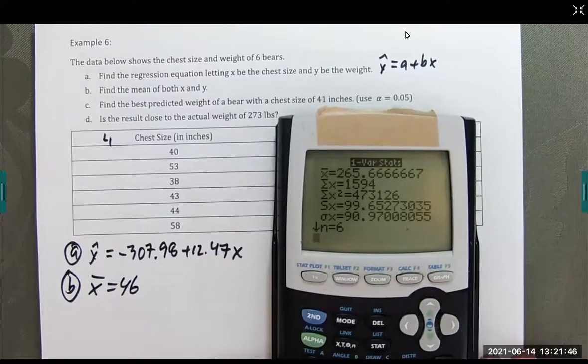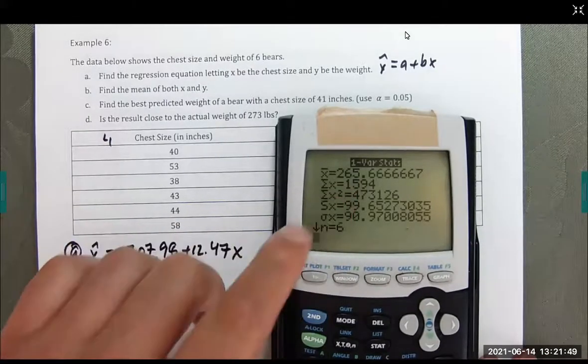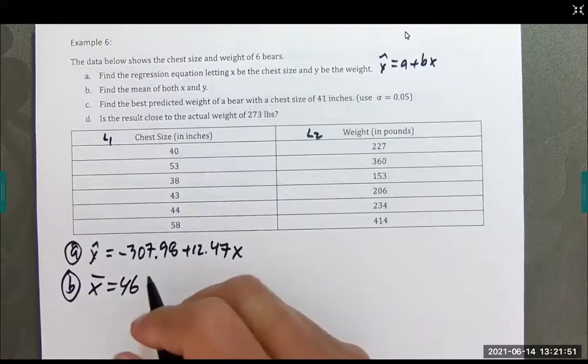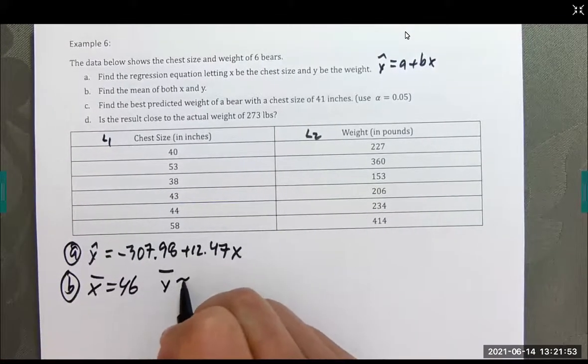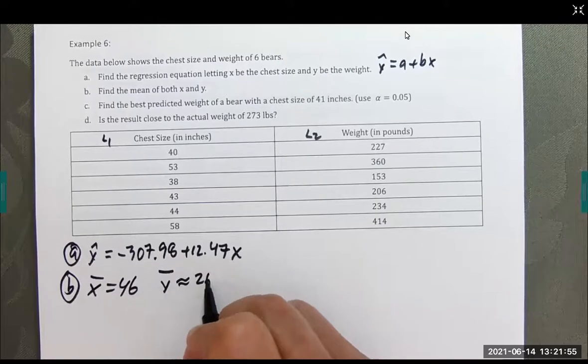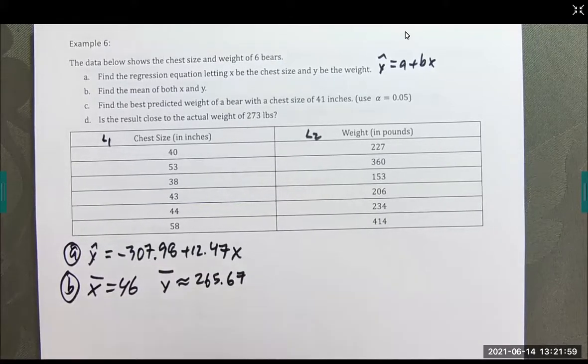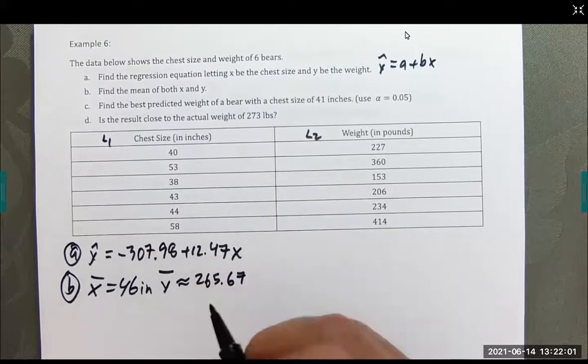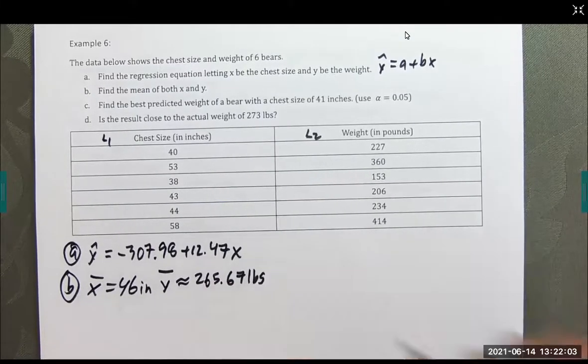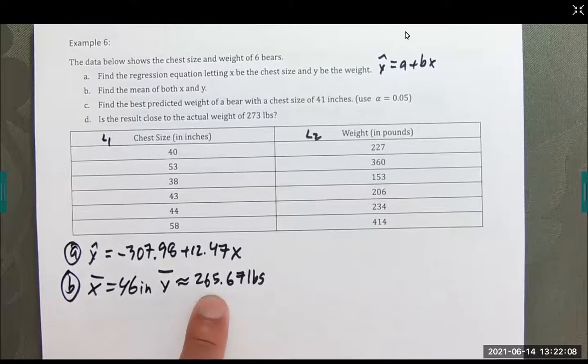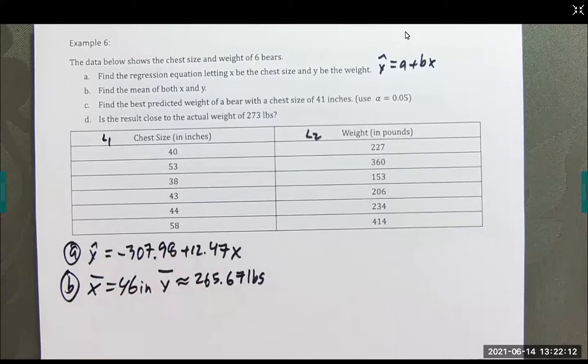All right, so y bar is 265.67. And this is, of course, in inches, and this is in pounds. All right, so if there is no linear correlation, then this is going to be my best predictor. If there is a linear correlation, then part A is going to be my best predictor. Let's go on to part C.